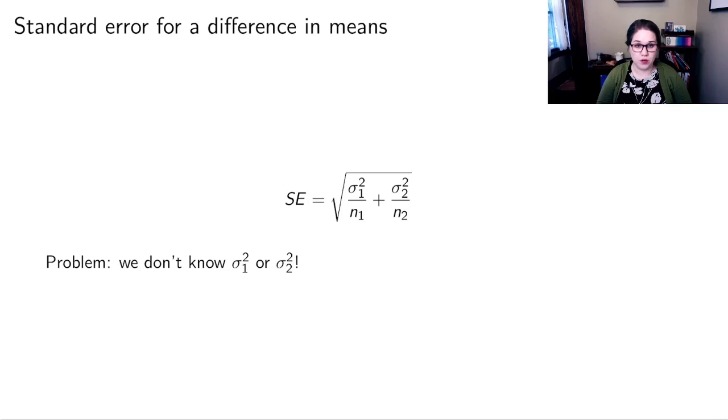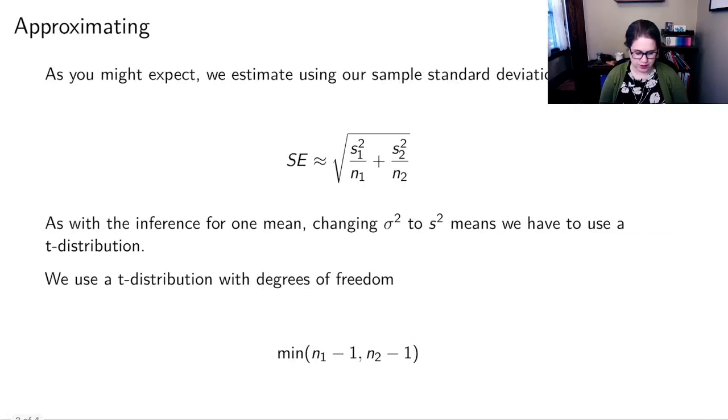This is the one that we really want to be able to use, which uses the population standard deviation, sigma 1 squared and sigma 2 squared, but we don't know those population standard deviations. So just like with inference for one mean, we're going to estimate using our sample standard deviation, so our S1 and S2. And moving from that sigma squared to the S squared means we have to use a t-distribution, and we're going to need to know about the degrees of freedom for that t-distribution.